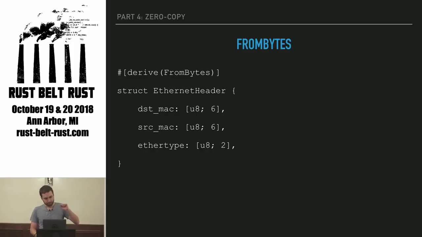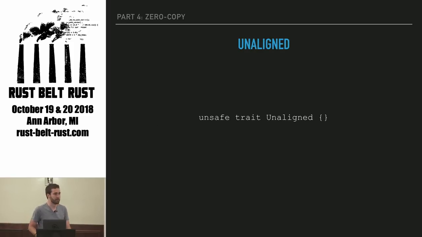So that's one thing. The next thing is the unaligned trait. So the unaligned trait says that something is aligned. This is fantastic. So the unaligned trait says that something is unaligned. Again, I'm fantastic at naming.